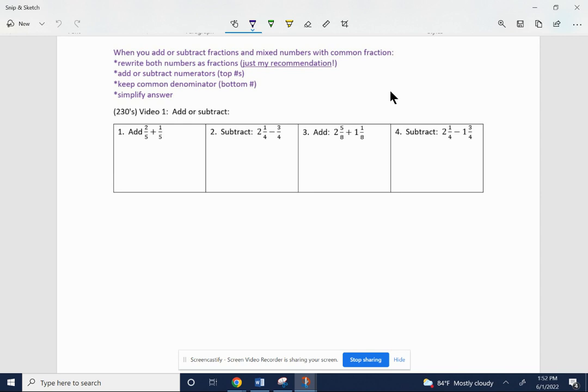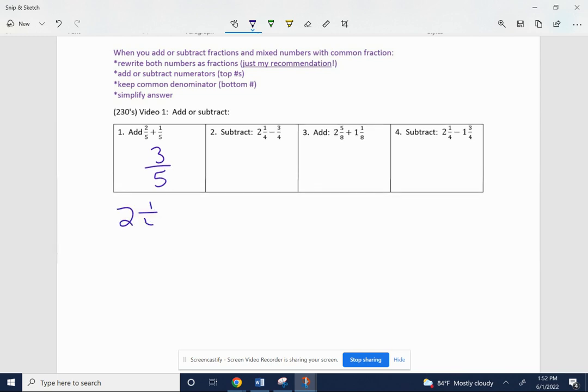Okay, let's go through a couple. 2/5 plus 1/5. This is just simply adding two fractions. They have the same denominator, so you just add the 2 and the 1, which is 3, and keep the 5. Okay, 3/5. You are done because you cannot reduce that. Okay, let's do problem 2 together.